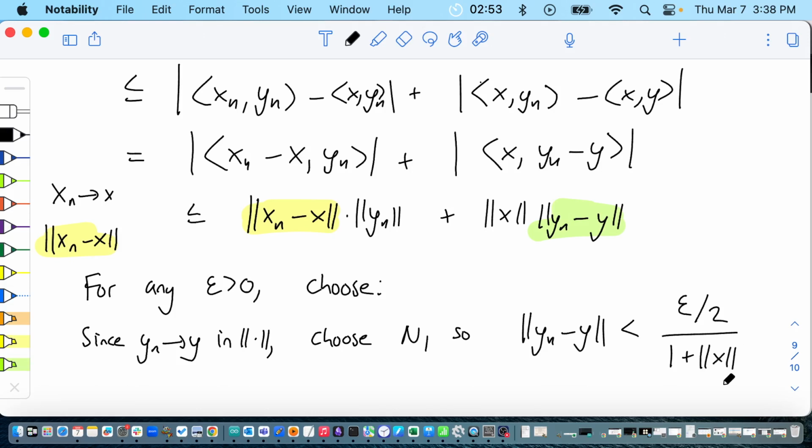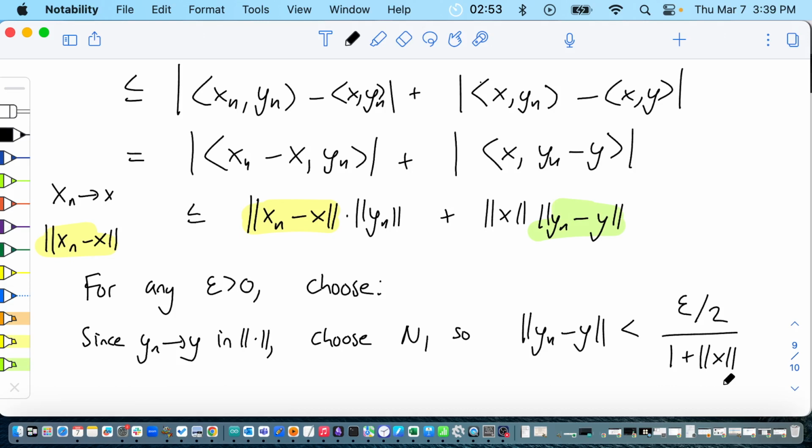Can you tell me why you added 1? Just so that norm of x over norm of x plus 1 is less than 1. Yes, this is very clever. So most people would write epsilon over 2 divided by the norm of x. And then they're like, aha, see, yn minus y, and then I multiply by the norm of x, and then they cancel out, and then we get an epsilon over 2. Great.